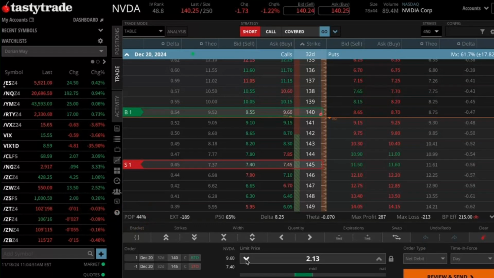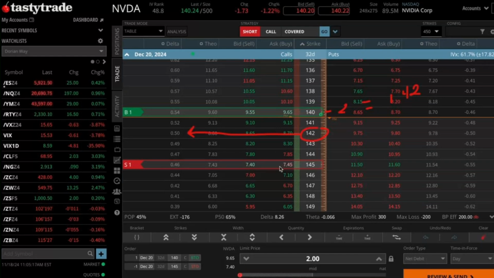So I'm just going to do this for easy math again. I'm going to take this down to $2. And if we took this down to $2, you add the 2 to this again, right? That would equal 142. That's where you need it to be above at expiration before you can win. And so as you can see here, this is saying that it's a 50 delta.